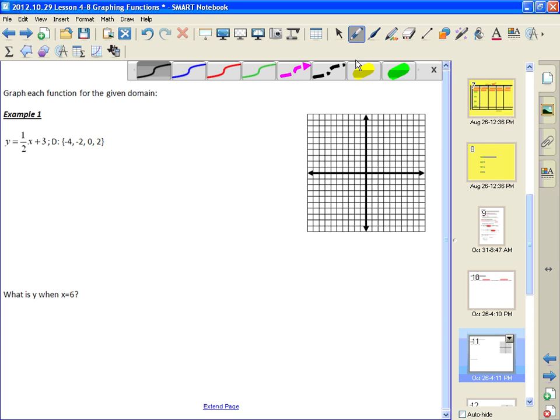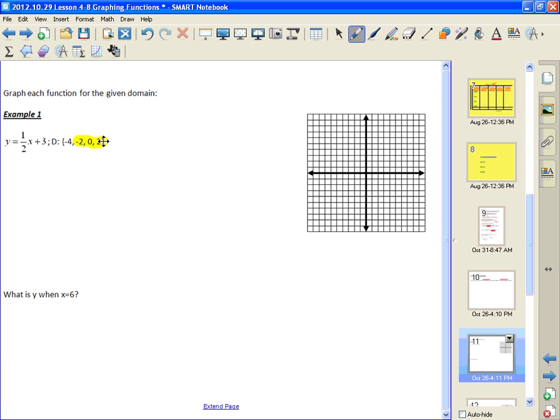Because we were given these values for the domain, that's going to make it a discrete graph. So we're only going to have dots, nothing else. No lines to connect them or anything like that. So what you're going to do is make yourself a table with x and y and domain values.